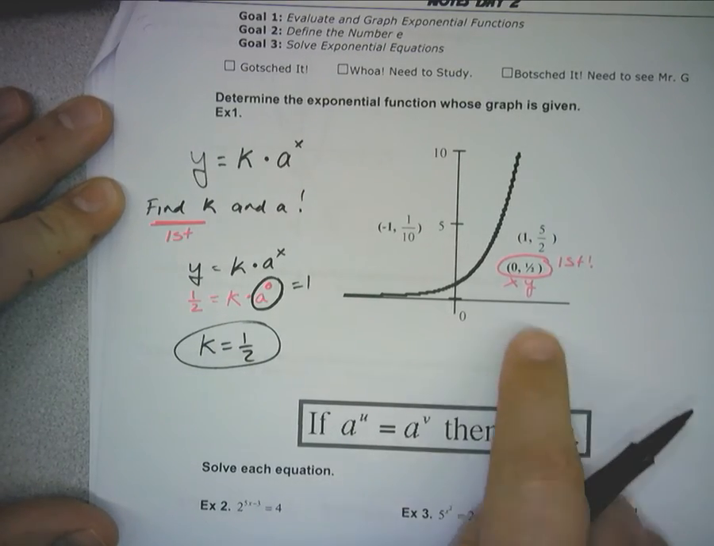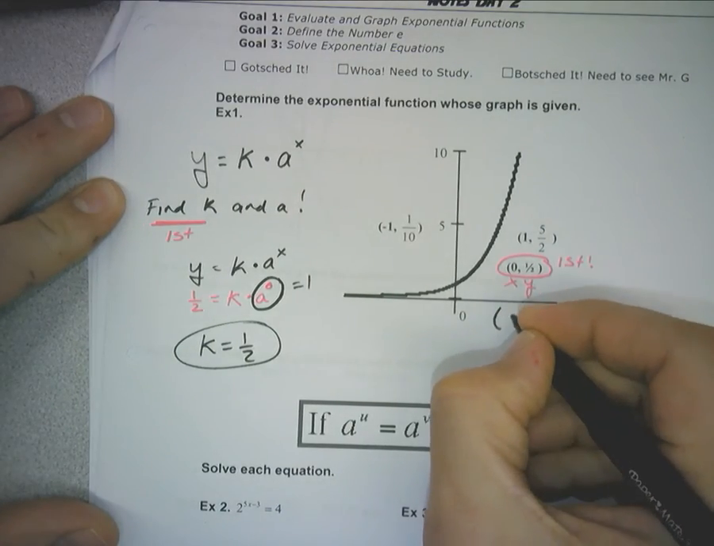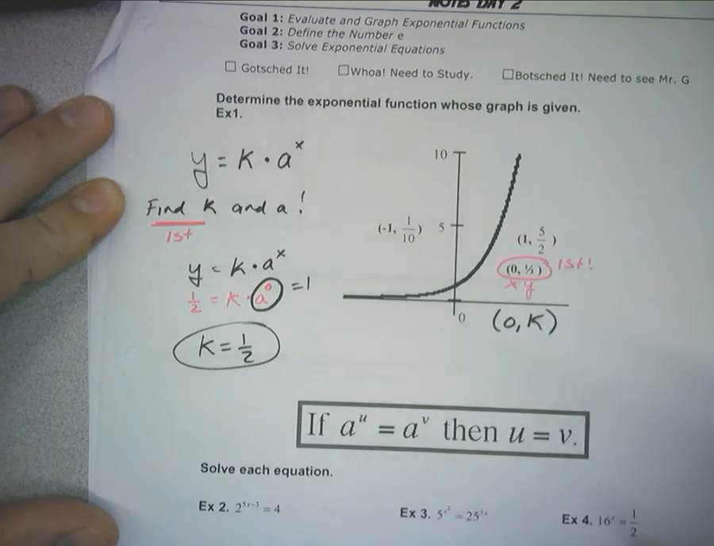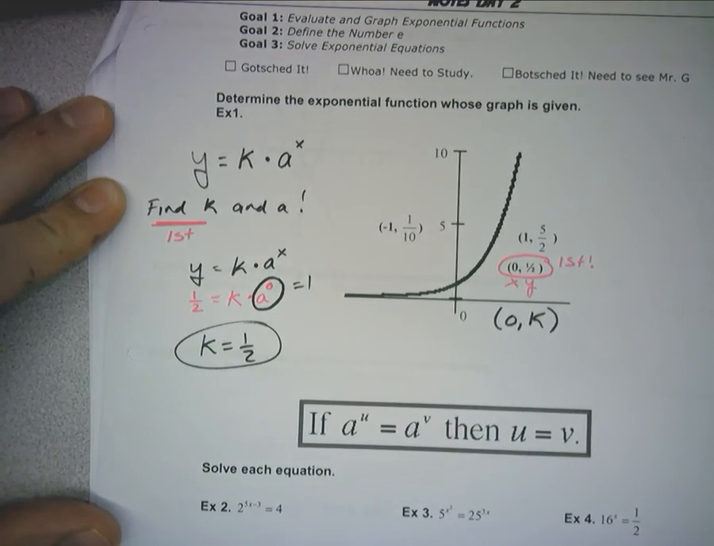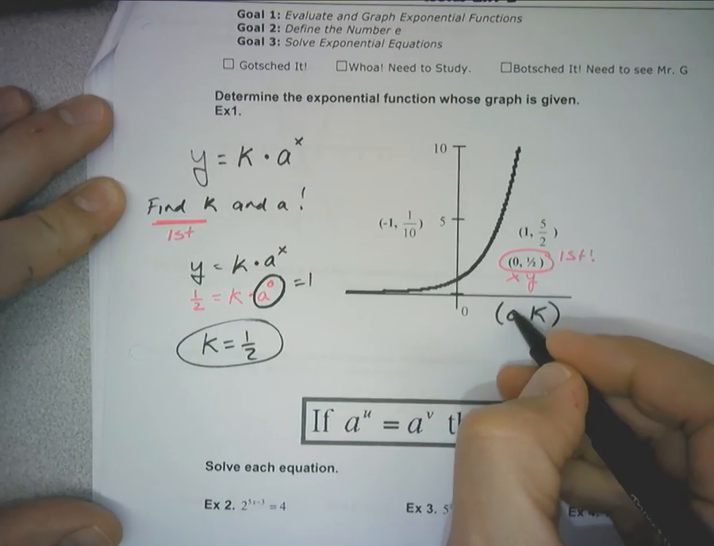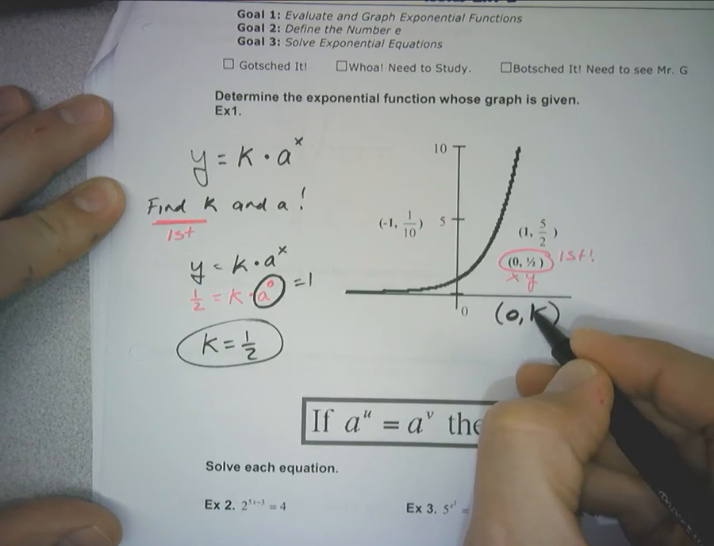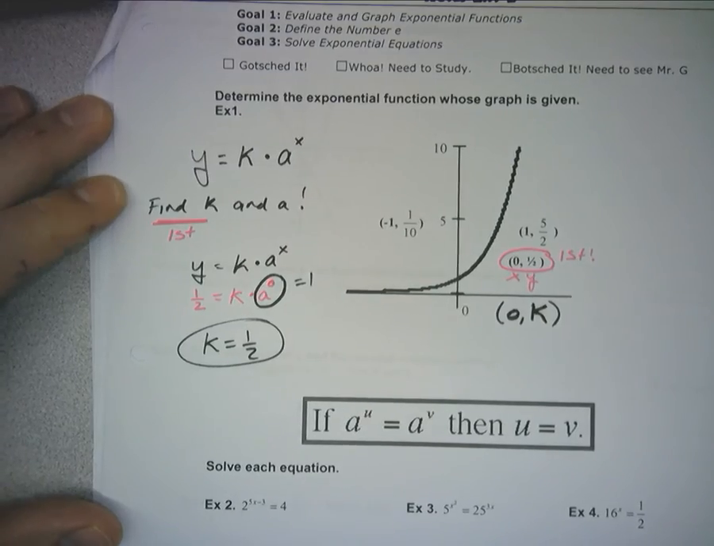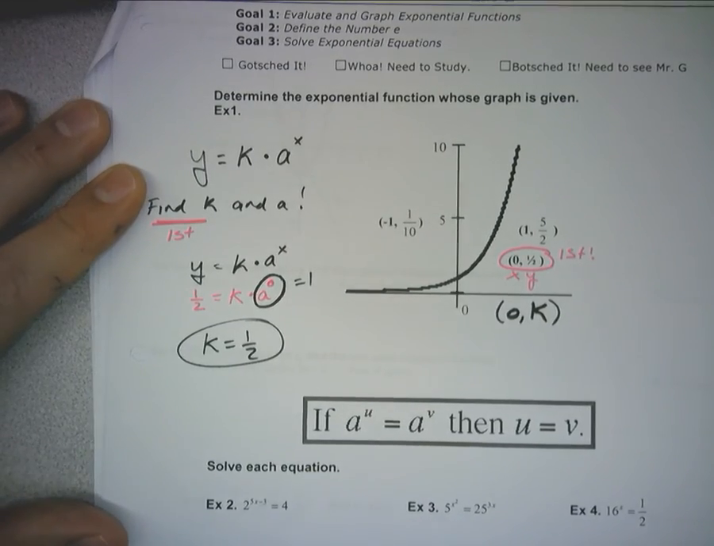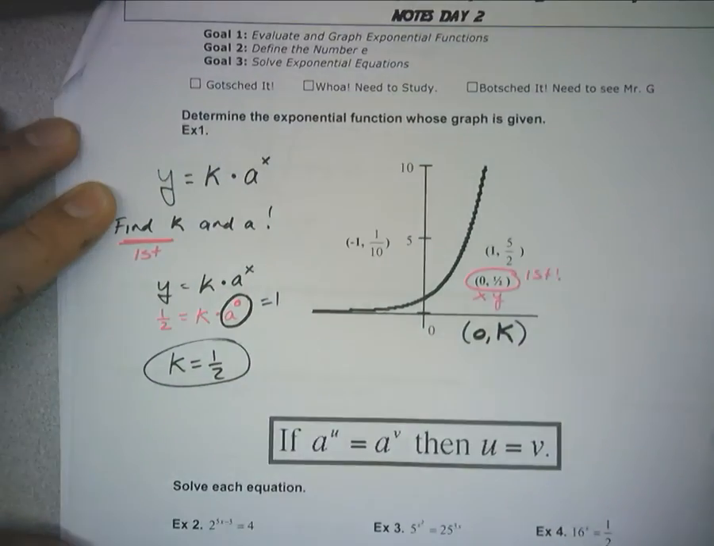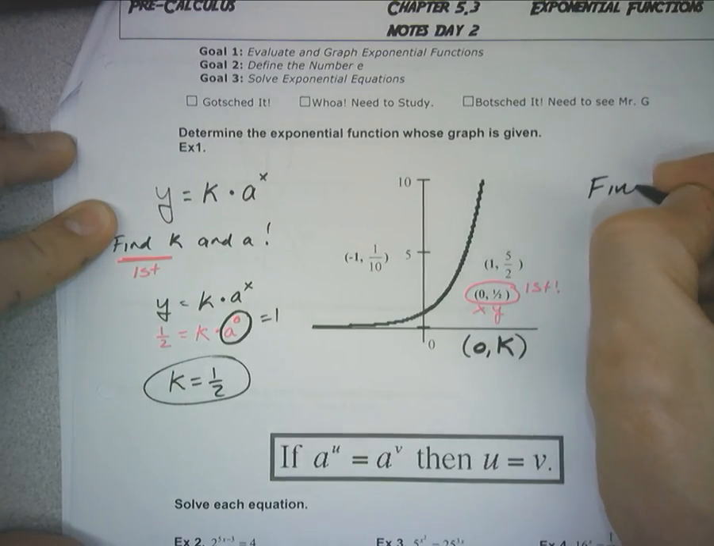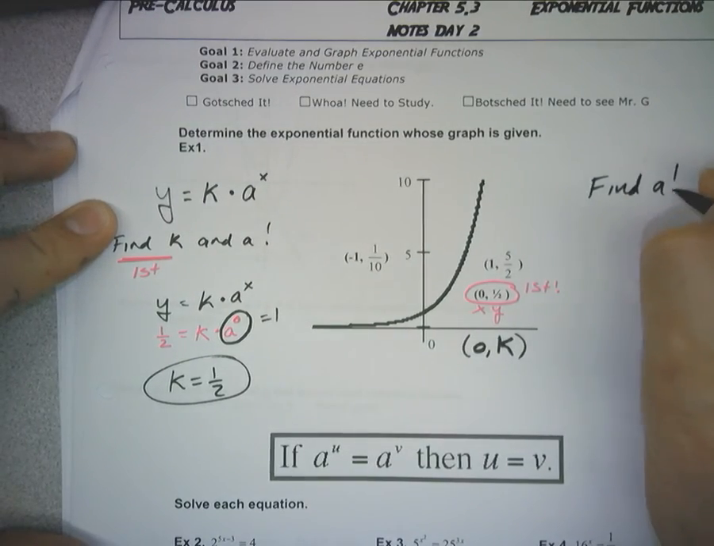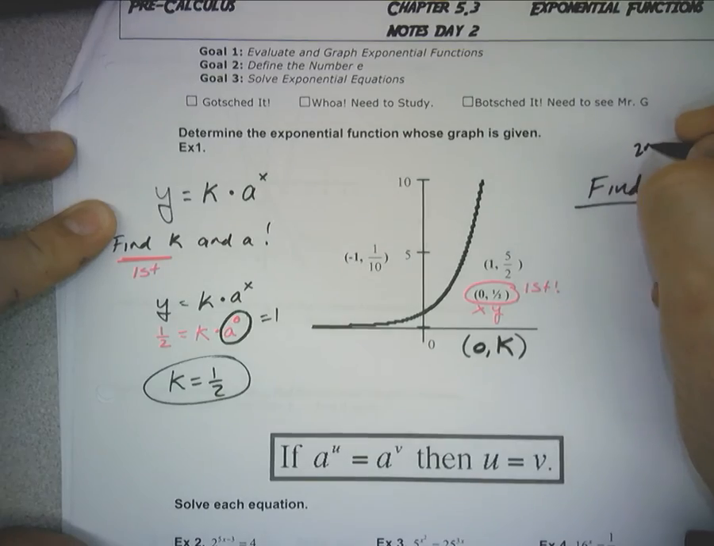Actually, now that we know that, this is really 0 comma k. That's the 0 number, and then the letter k. So whatever's with the 0 is your k value. Now that we have k, now we can find a. So we do that second.